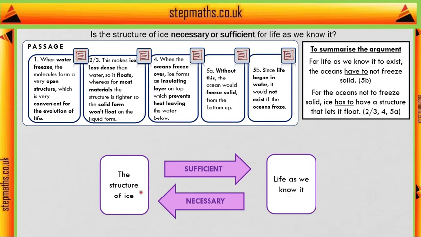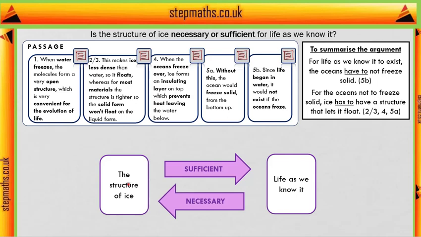And if the arrow goes the other way, you can have arrows in both directions, but suppose an arrow goes the other way, so life as we know it implies the structure of ice is that it is, then if life as we know it exists, then the structure of ice has to be as it is, so that makes it necessary for this to happen. We could say this has to happen for this to happen, so that's why this is a necessary condition. So with that in mind, let's just judge which of these arrows we can draw.